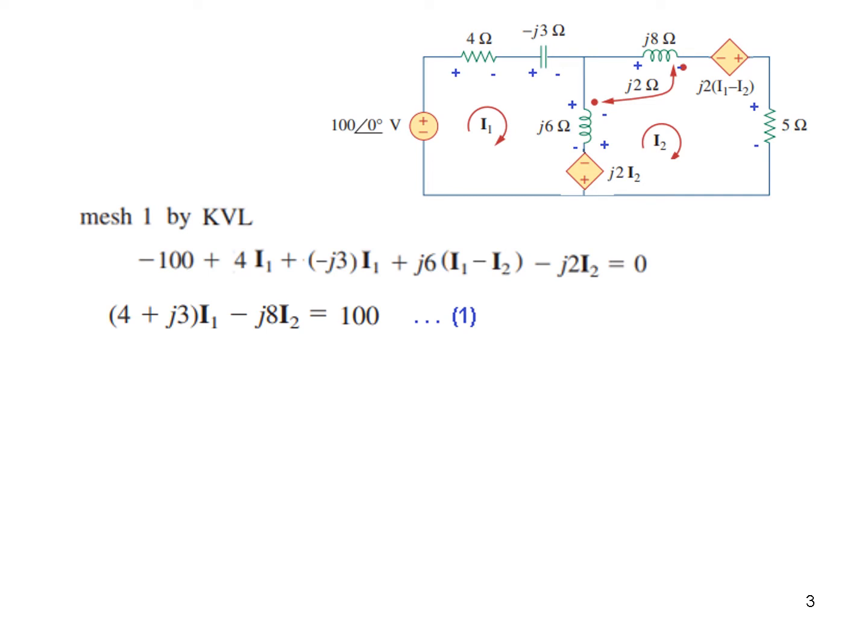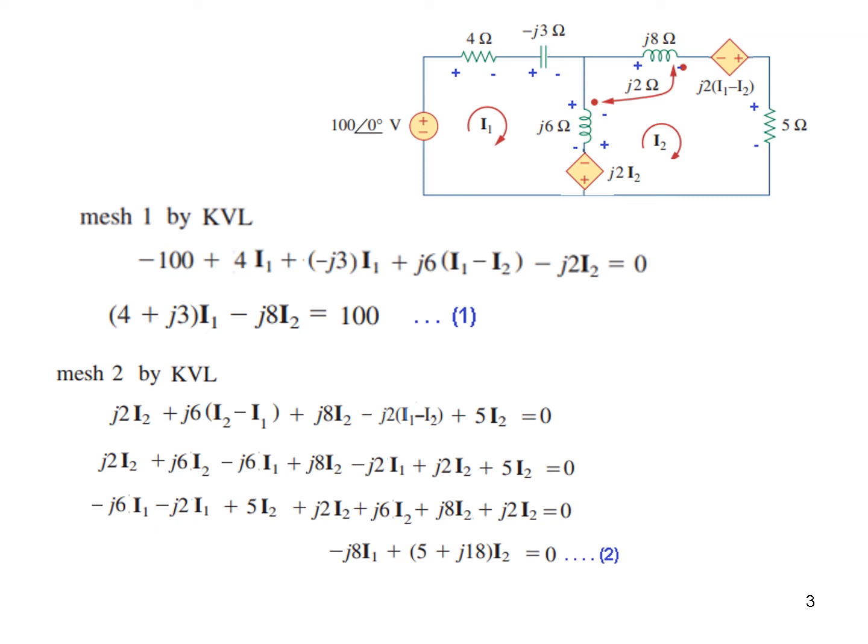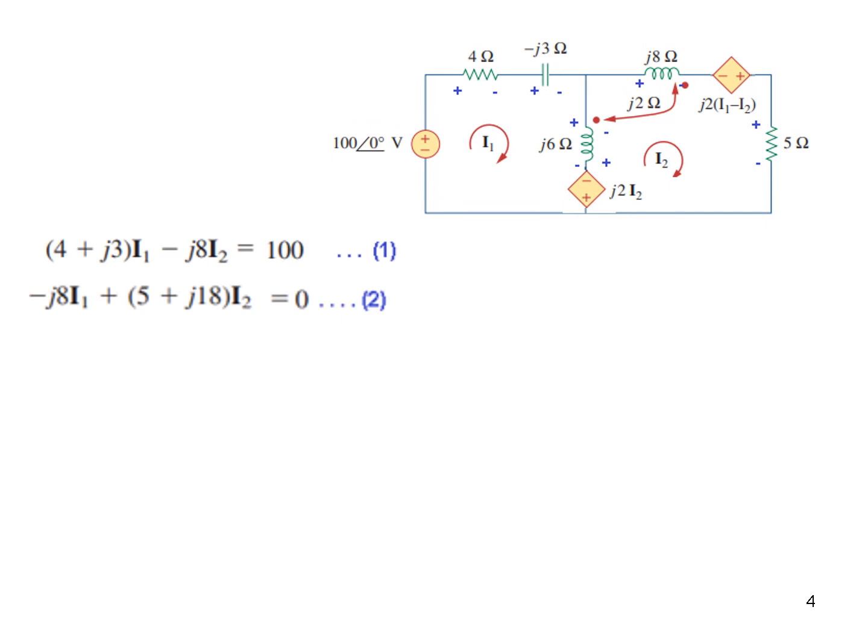Similarly, in mesh 2, we start from here, plus j2 I1. Now we are in mesh 2, so we'll write I2 minus I1 for this voltage drop. So j6 times I2 minus I1, j8 I2, and the minus sign coming first, so minus j2 times I1 minus I2, and plus 5 I2. So this is mesh 2. Here also we arrange the terms, and arranging the values we get this equation. This is our equation number 2. So we have these two equations.